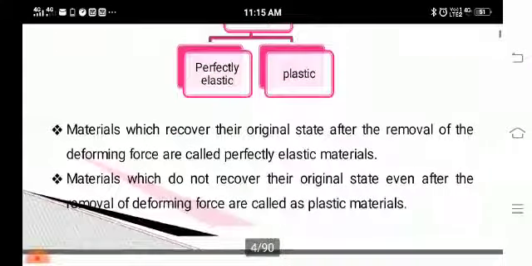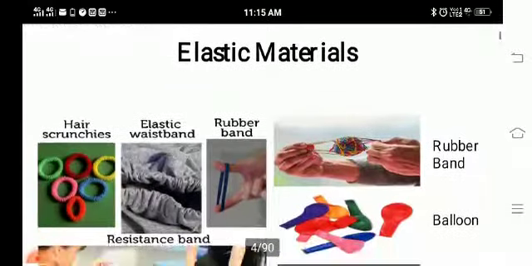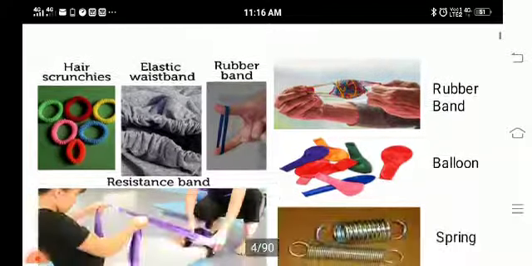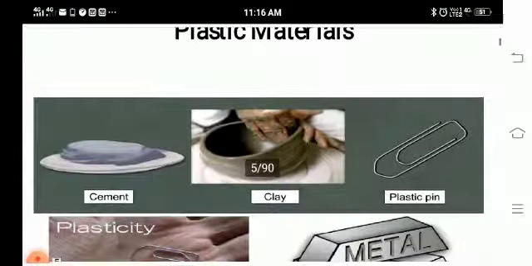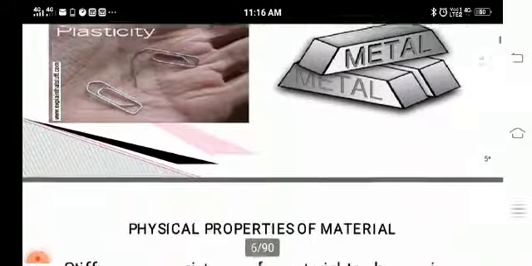Materials which recover their original shape after the removal of the deforming force are called perfectly elastic materials. Materials which do not recover their original state even after the removal of the deforming force are called plastic materials. Here we can see examples of elastic materials: hair bands, elastic waistband, rubber bands, and balloons. Now we can see examples of plastic materials: cement, clay, plastic pin, and plastic materials.